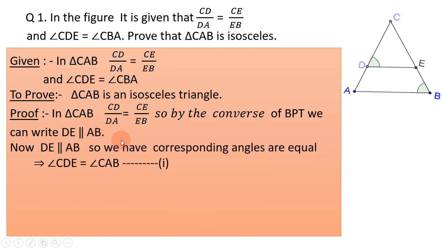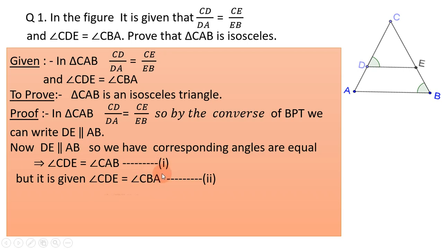Now this line DE is parallel to AB, so in this figure we are getting AD is a transversal, that means angle D and angle A are the corresponding angles, and we know that if two lines are parallel and a transversal intersects them, then the corresponding angles are equal. So we have angle CDE is equal to angle CAB. But it is given that angle CDE is equal to angle CBA.